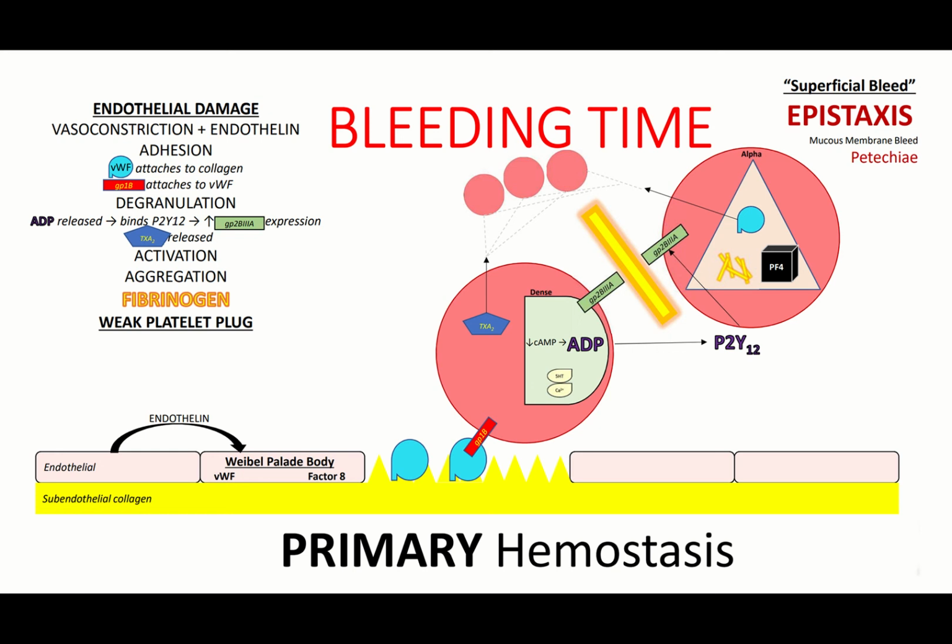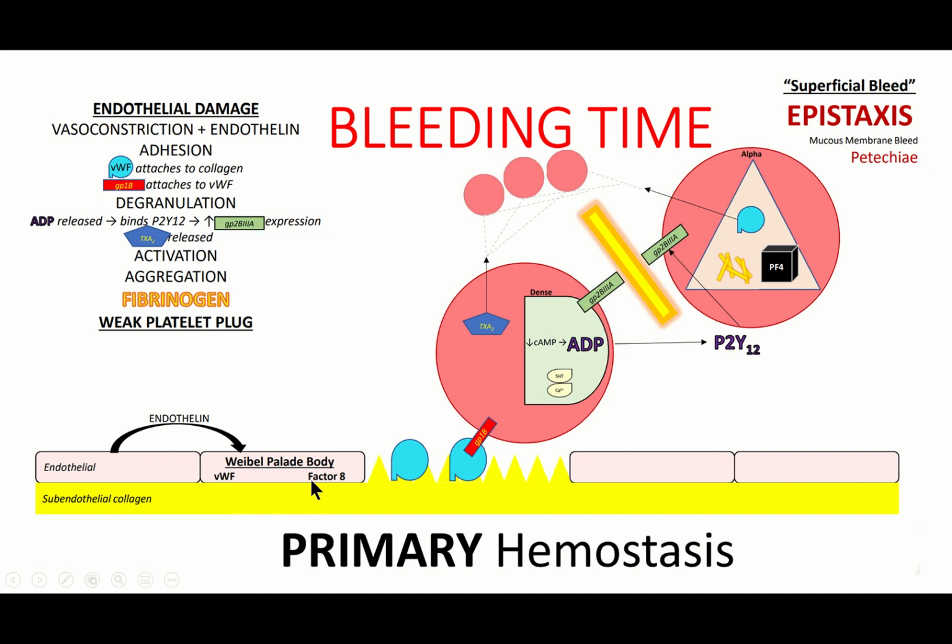Okay, so here's where I basically left off on the last video on primary hemostasis. We had fibrinogen coming out of the alpha granules and von Willebrand factor binding to the subendothelial collagen. We also had release of factor VIII and lots of other stuff that I mentioned in the last video. So that's primary hemostasis, but what happens next?